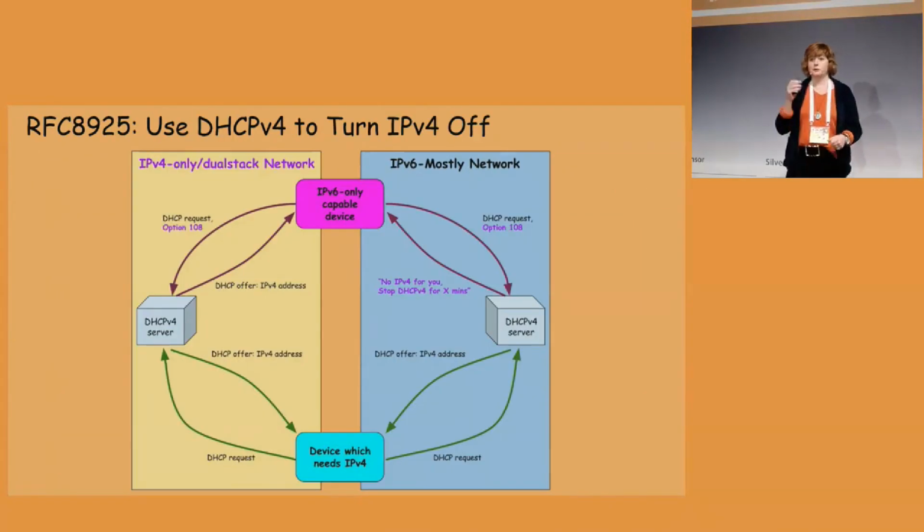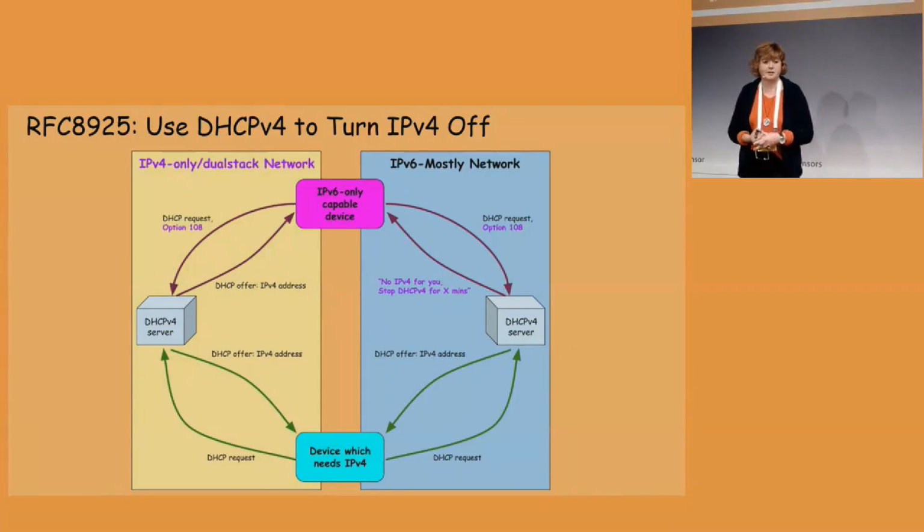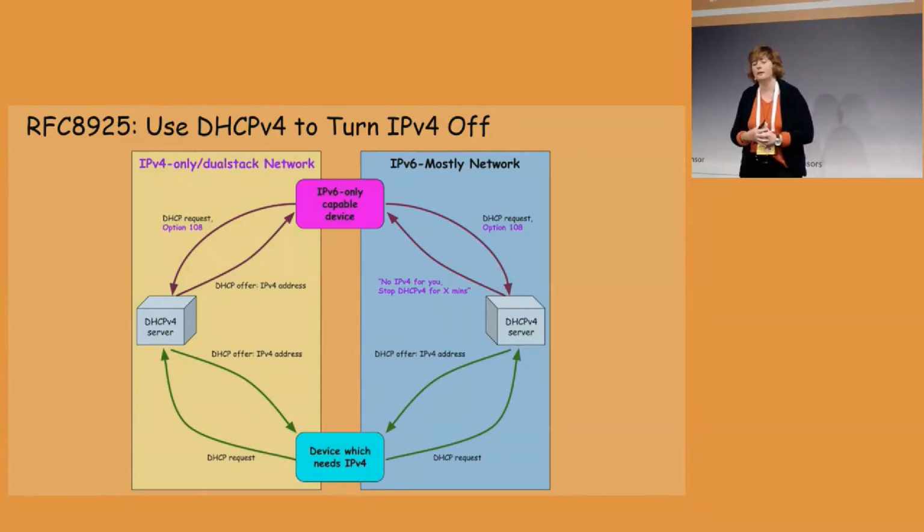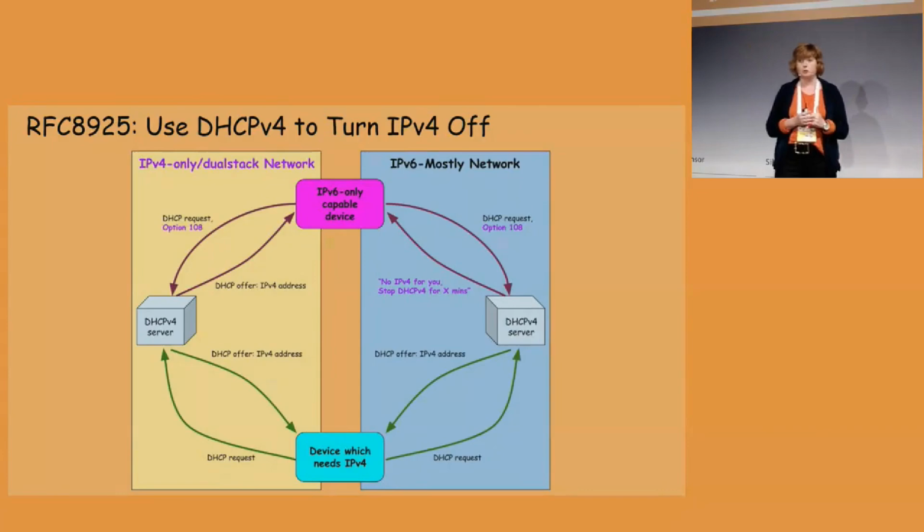So how did we do that? We wrote RFC 8925, or you probably heard about this, especially if you attended the tutorial on Monday, option 108. So we decided that the best way to turn off IPv4 is to use DHCPv4, because if you have a v4 network, you probably have DHCPv4.